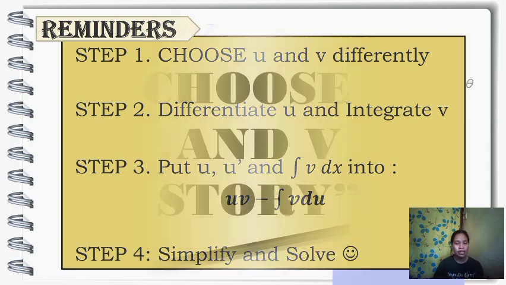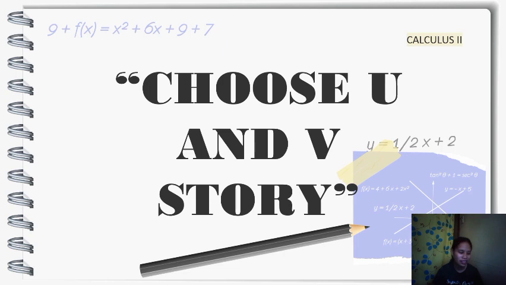So, about choosing a u and a v: choose a u that gets simpler when you differentiate it and a v that doesn't get any more complicated when you integrate it.